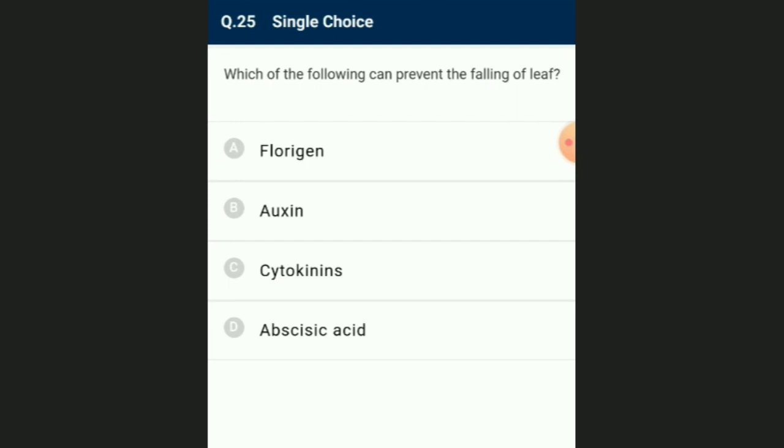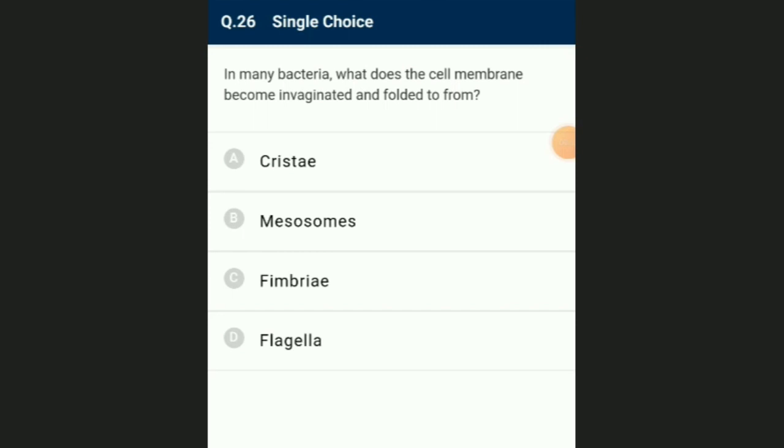Auxin prevents abscission. So the answer for this question is option B. Auxin can prevent the falling of leaf. Question number 26. In many bacteria, what does the cell membrane become invaginated and folded to form?